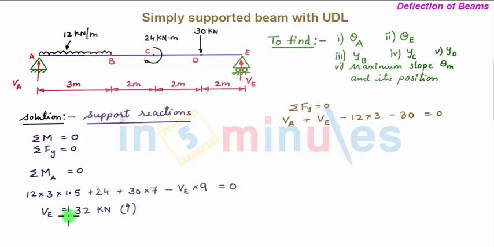Now substituting the value of VE as 32 kN, we have VA plus 32 minus 36 minus 30 is equal to 0. So from this we get the value of VA as 34 kN. Again this comes out to be positive, so we have our support reaction VA also upward. So our assumption at point A is also true.